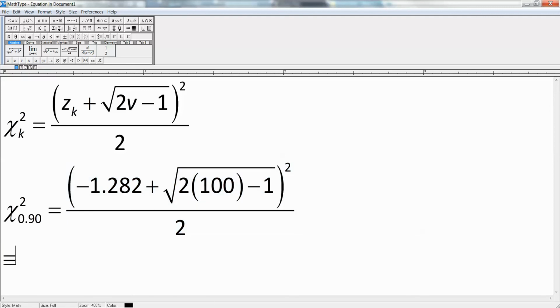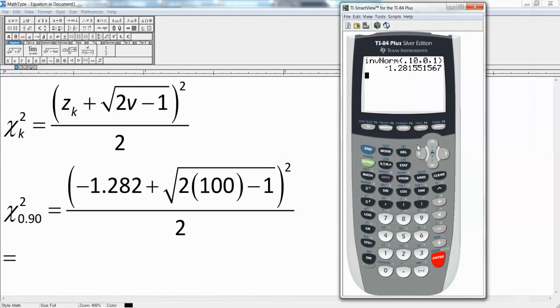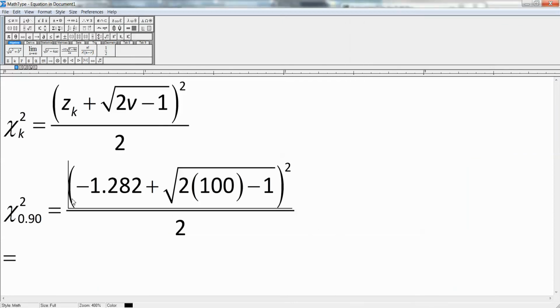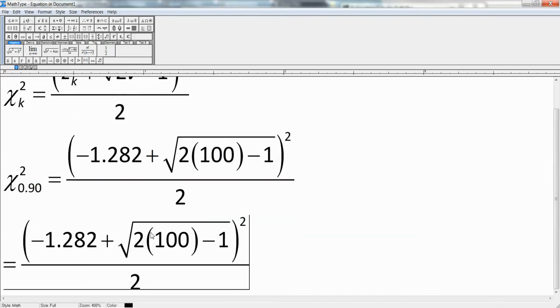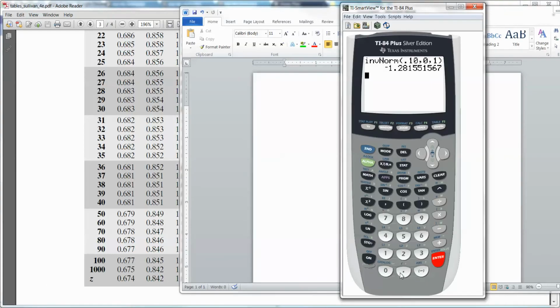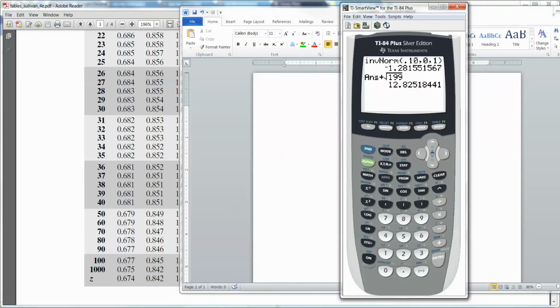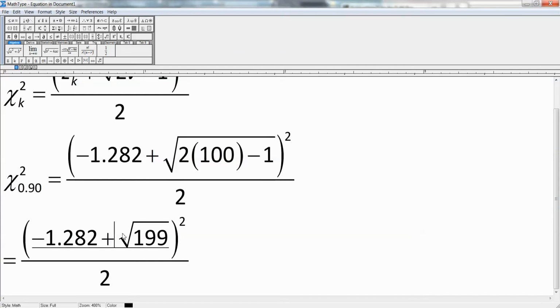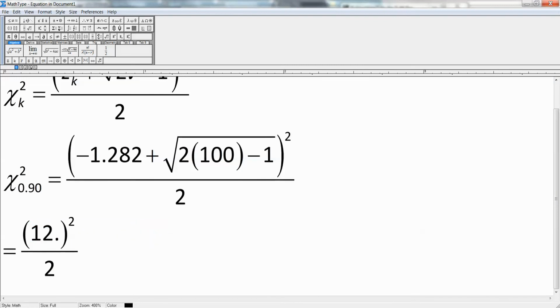So let me grab my calculator. All right, so this is negative 1.282. This is 199, because 200, let me write it out. So this is 200 take away 1, so that's 199. So you're taking negative 1.282 plus the square root of 199. Enter. All right, so 12.825. So that's what I've got going on inside there.